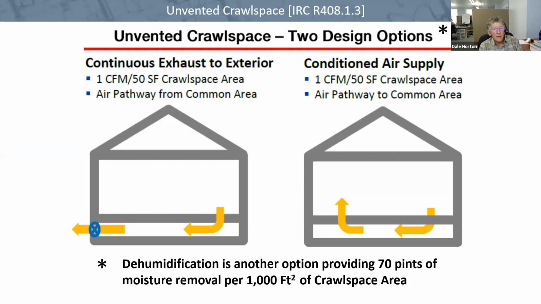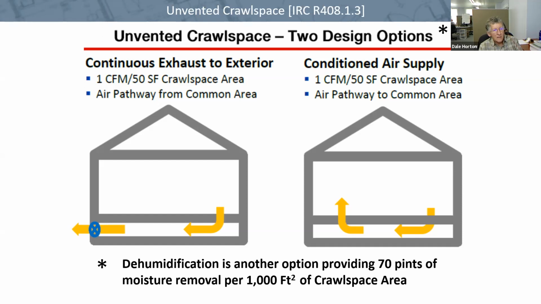The other way you can design an unvented crawl space is by creating what some people have called a mini basement. You have an air pathway from the living space to the crawl space, and you supply the 1 CFM per 50 square foot of crawl space area into the crawl space. So those are the 2 ways you can have an unvented crawl space, which is by far the most common crawl space you see in Montana.